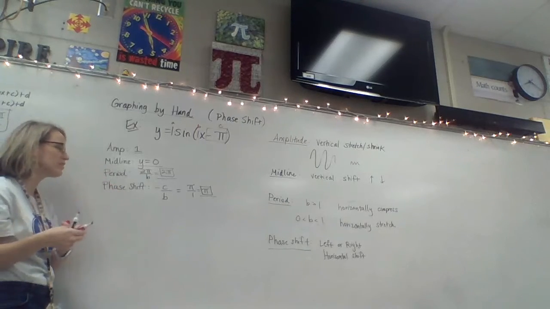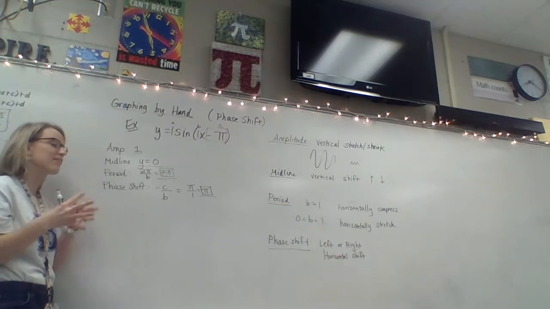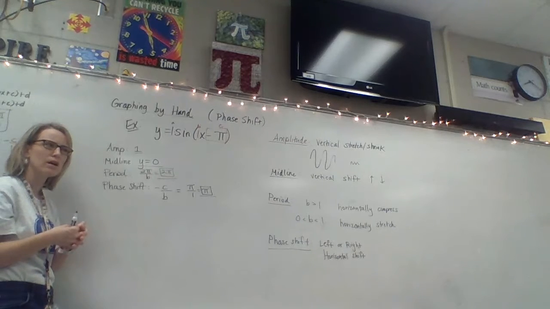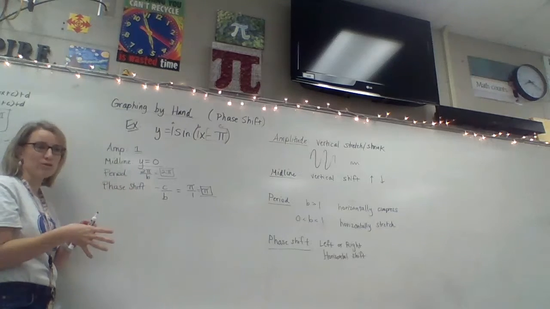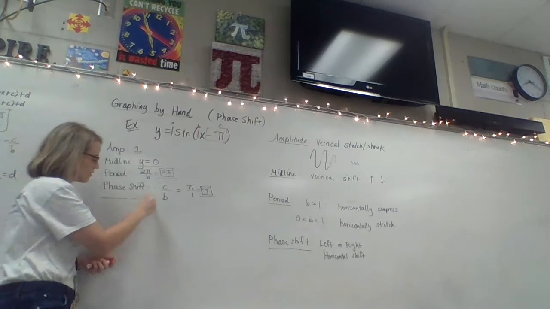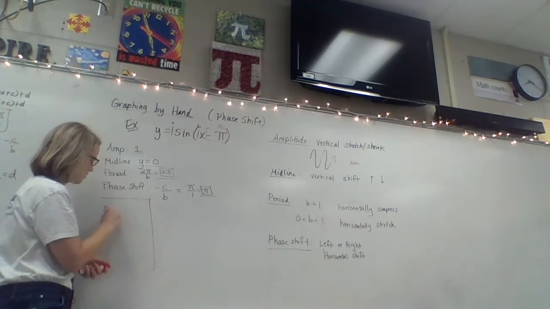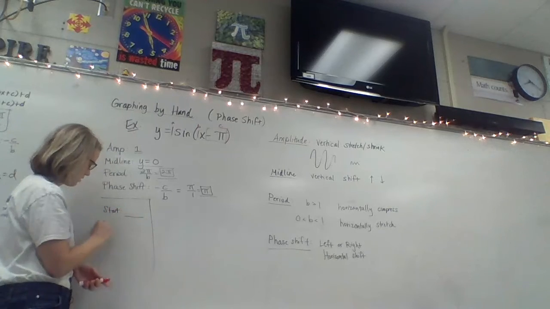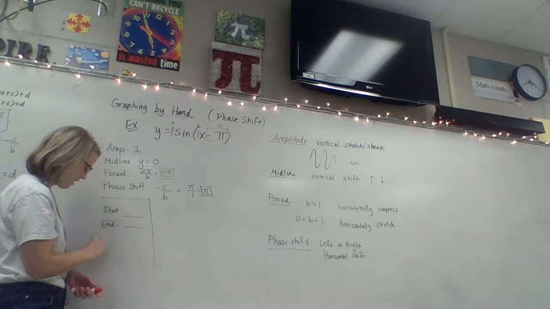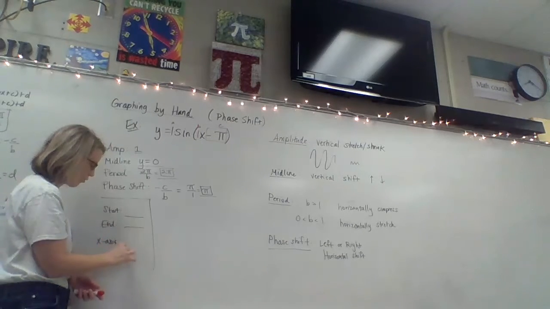All right, so remind me when we did the other stuff, when we had the graph and then we wrote the equation, how did you find the phase shift on the graph? What was it? You just looked at where it started. Exactly, it's a starting point. So yesterday we made this little list. Where does it start? Where does it end? And then how is the x-axis going to be divided up as far as the tick marks go?